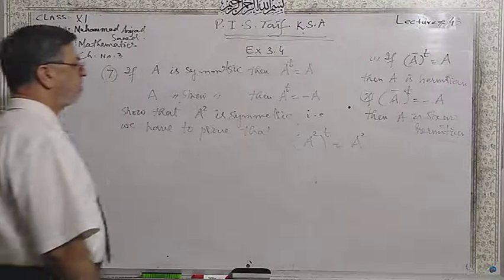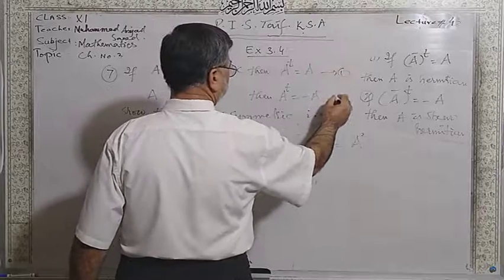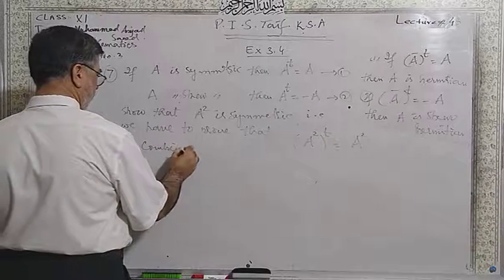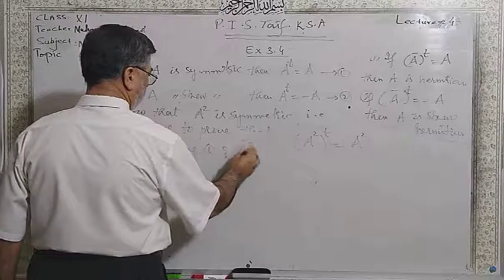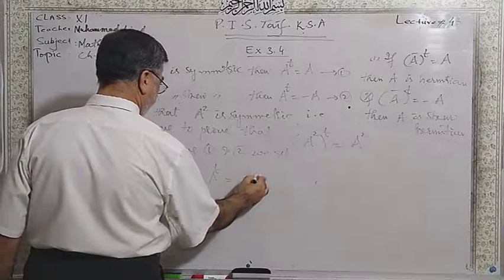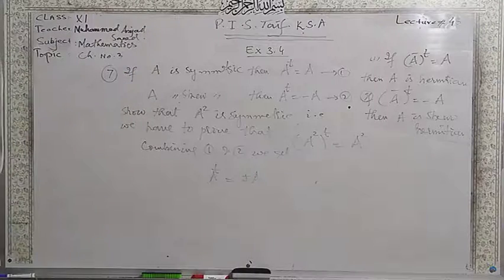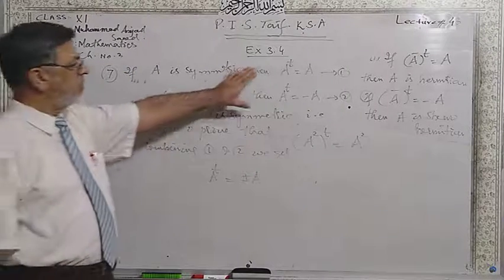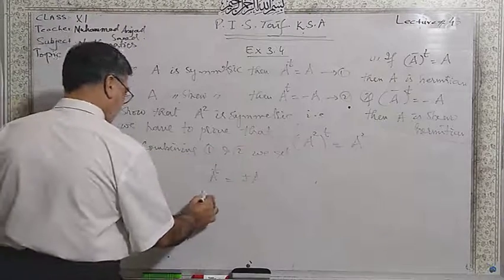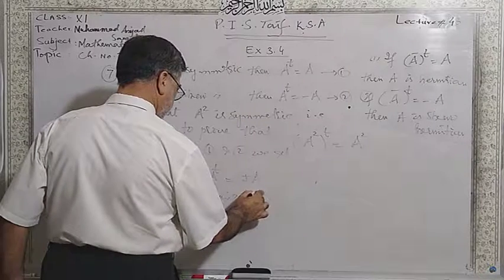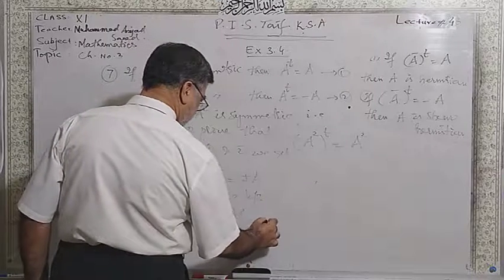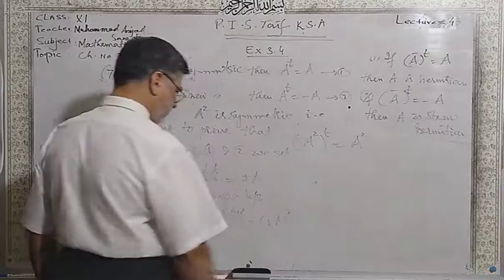Dear students, this is number 1 and this number 2. Combining 1 and 2, we get A transpose is equal to plus minus A. Squaring both sides, A transpose whole square is equal to plus minus A whole square.